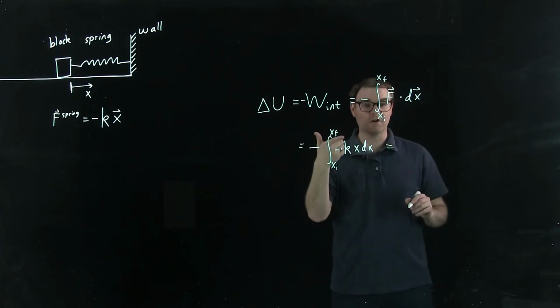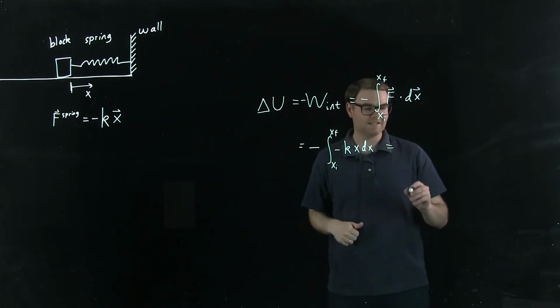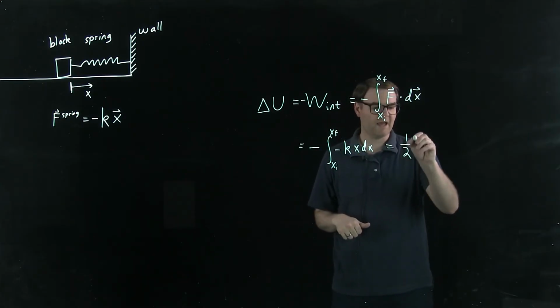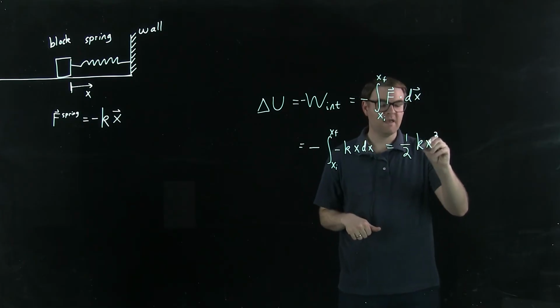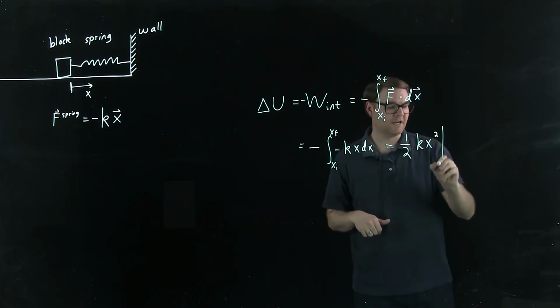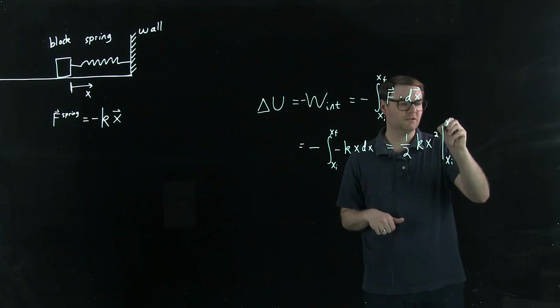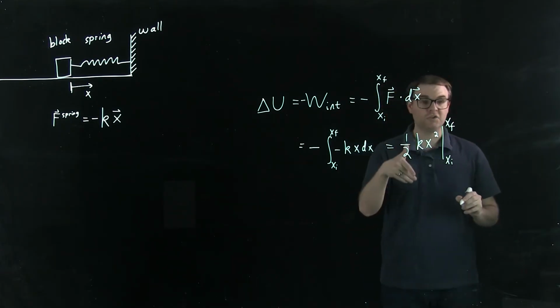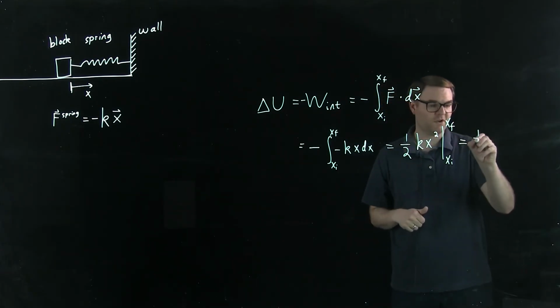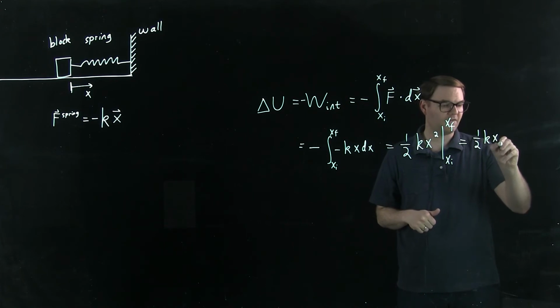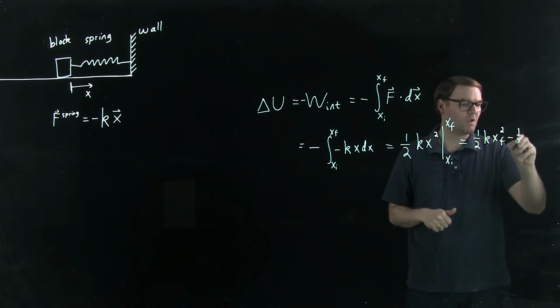x dx is going to go to x squared over 2. The minus signs cancel. So I end up with 1/2 kx squared as a result of the integral, which I need to evaluate from x initial to x final. Now in general, I plug those in. What I'll get very quickly is 1/2 kx final squared minus 1/2 kx initial squared.